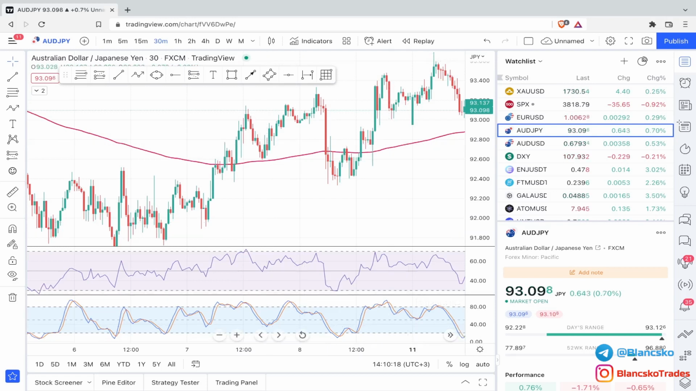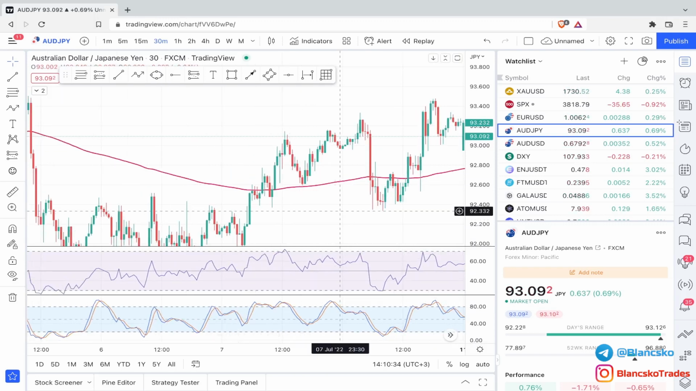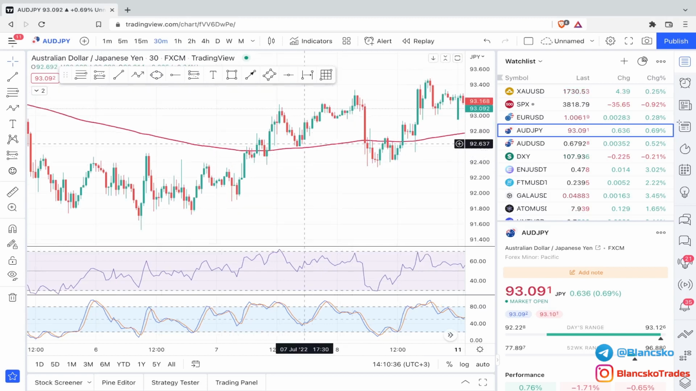So let's just zoom in a bit more to be very exact. So yeah, the crossover happened on this one. Me personally, I wouldn't have entered because again, the candle is just too big for me to consider it, and the stop loss will be huge. So I would avoid this trade, and I think it would have been a stop loss. Yeah, it would have been a stop loss for sure.